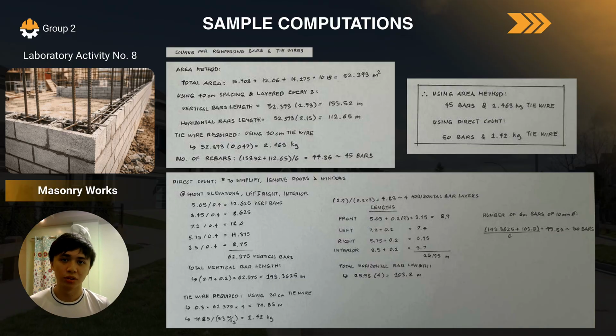You multiply the area by 0.047 and you get 2.463 kilograms. That's it for the area method. Next up is the direct counting method, which is actually very difficult.